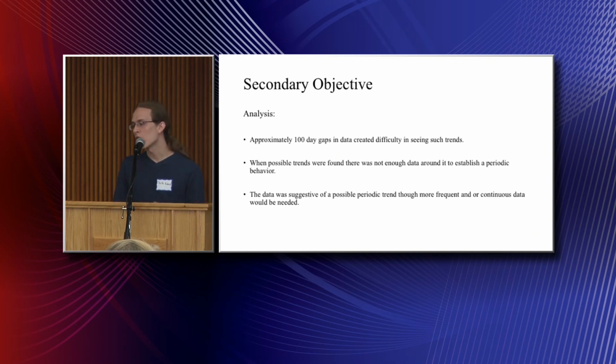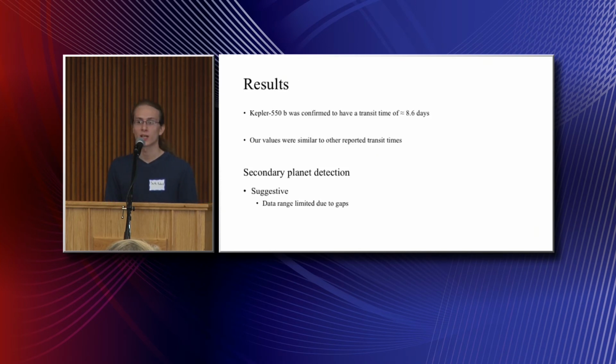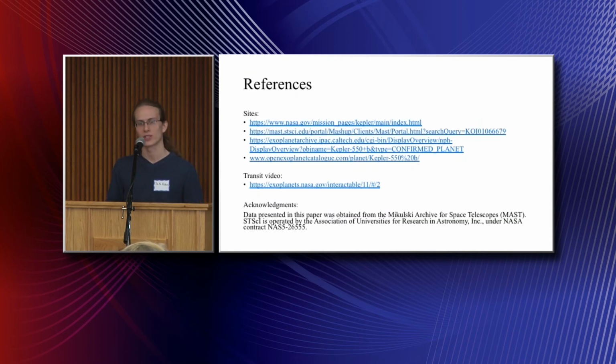So all in all, we were able to confirm that this planet had a transit time of about 8.6 days. With regard to a secondary planet, it was suggestive through the data that there could be something there, but we weren't able to get a periodic nature due to the inconsistencies with the gaps in the data. And that's my presentation.